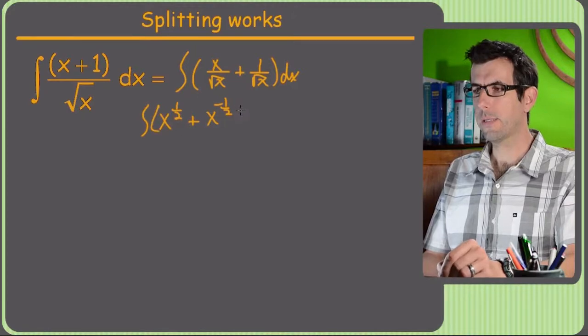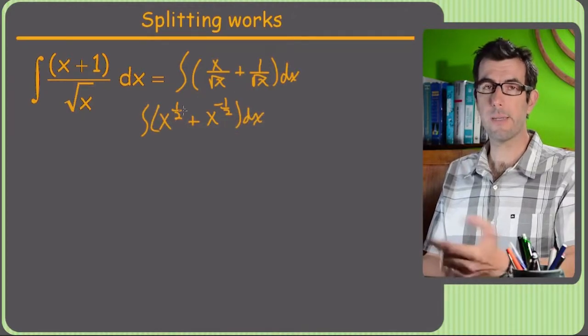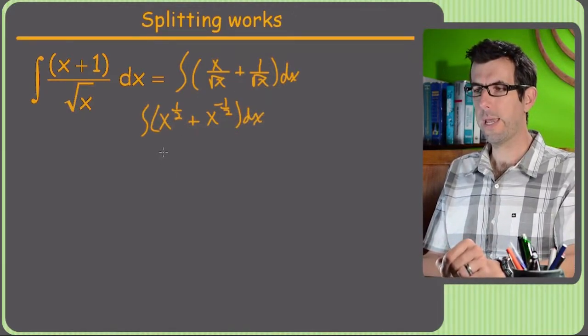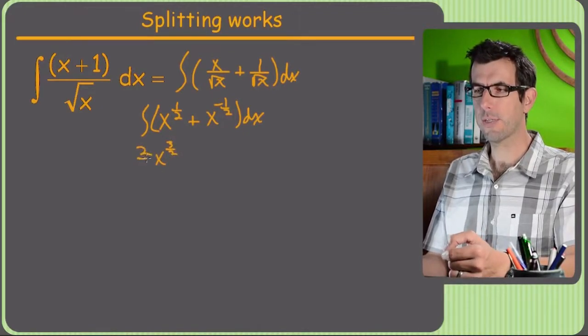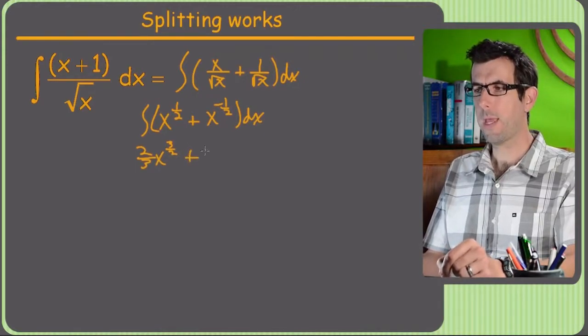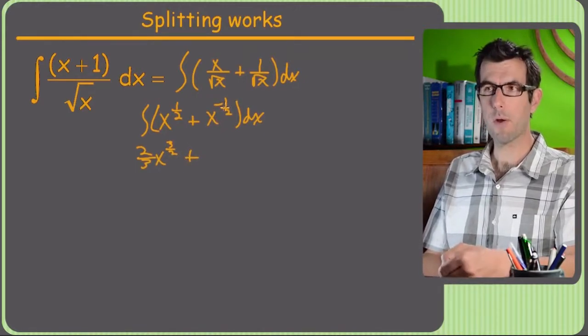So we can integrate this. There's no use to worry about, it's just x to different powers. So we've got x to the 3/2. Instead of dividing by 3/2, I'll just take it straight to multiplying by 2/3. And then x to the negative 1/2, add 1 to the power, becomes x to the 1/2.